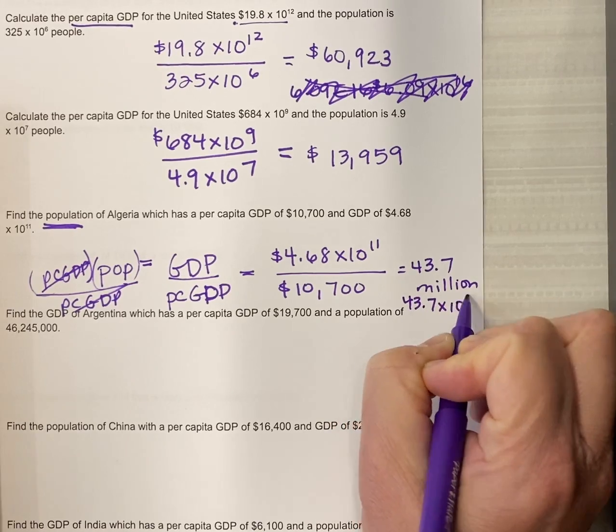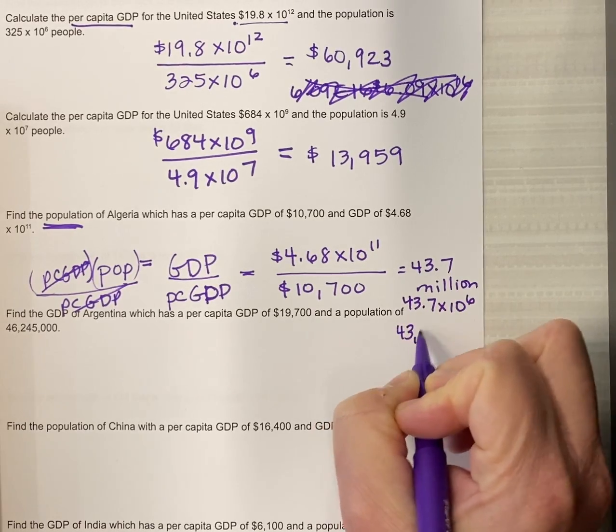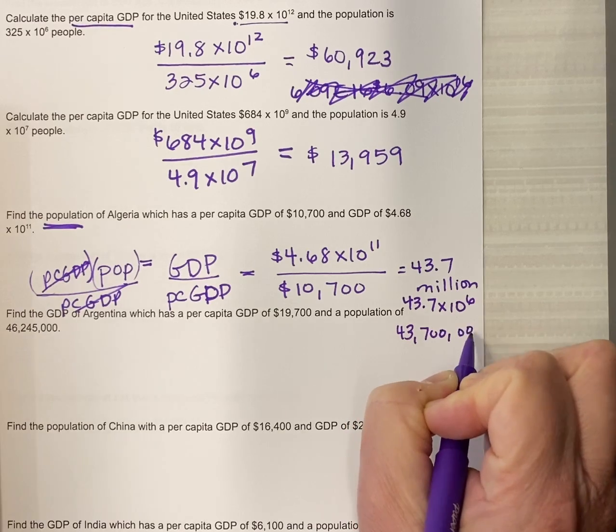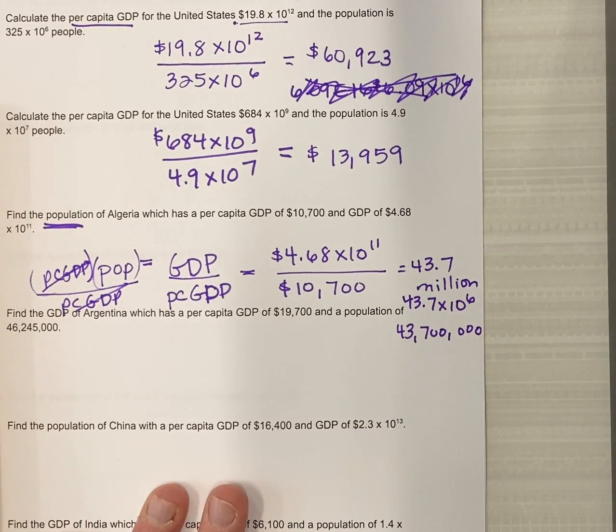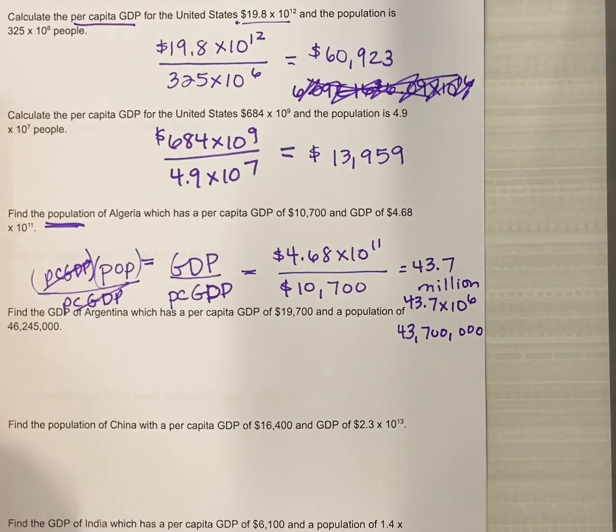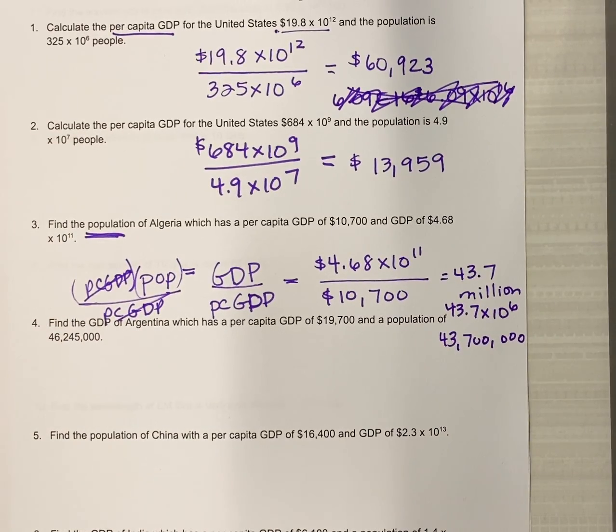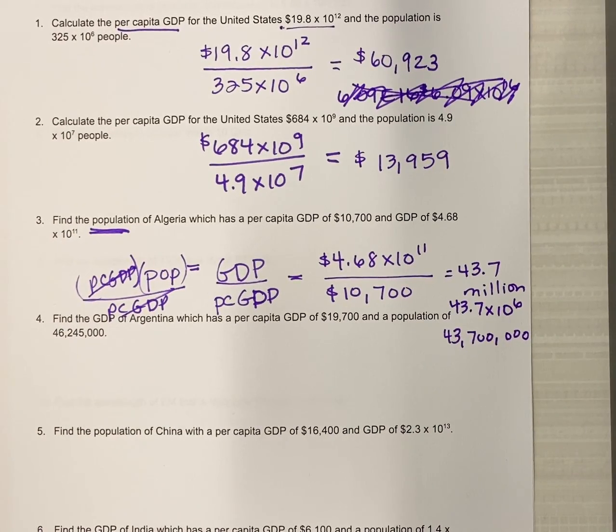I could also write that as 43.7 times 10 to the 6th, or if you want, you could write it like that. Any of those would be totally fine for the people. And if you were to Google, the population of Algeria is probably very close to that. Next, it says find the GDP of Argentina.